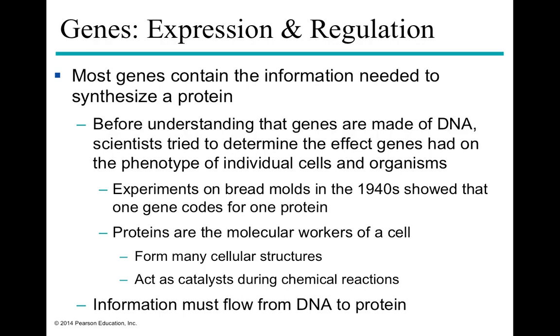And before scientists understood that genes were comprised of DNA, they had already done a little bit of genetic manipulation to determine the effect that genes had on the phenotype, or the outward appearance, of individual cells and organisms. In the 1940s, experiments on bread mold demonstrated that one gene codes for one protein. So one gene makes one RNA molecule, makes one protein, and that's the part that's missing there, is the RNA. And proteins are the molecular workers of the cell. They're the ones that do all of the cellular functions. They form many of the cellular structures. They're biological catalysts for chemical reactions. And so we now know that information flows from DNA to RNA to protein.